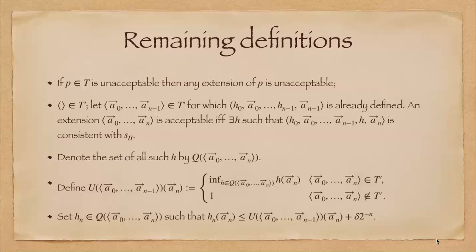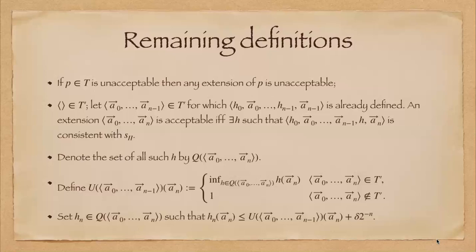Now I denote by Q of the history of length n plus 1 the set of all possible h's. So I have some freedom to choose this h. I know that such an h exists, but there are several such h's. So I have a certain notation Q for the set of all these possible h's.